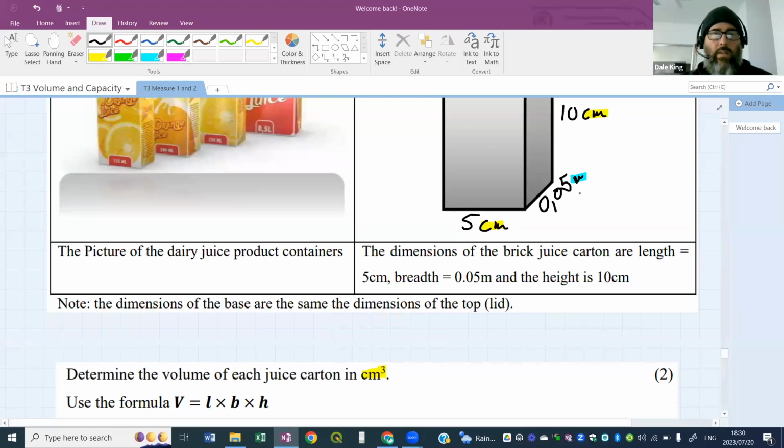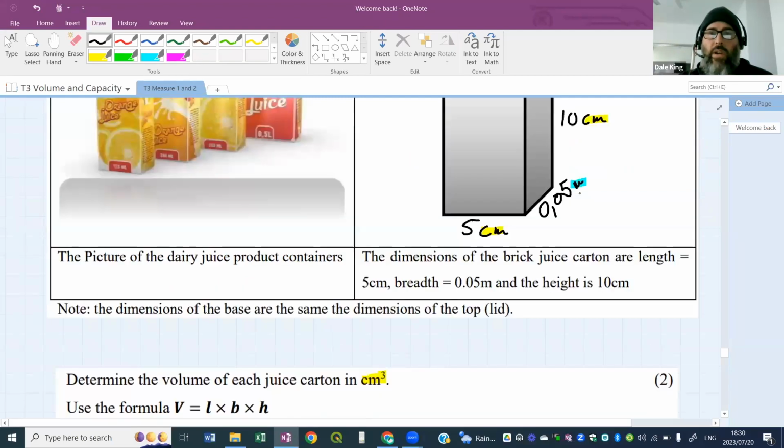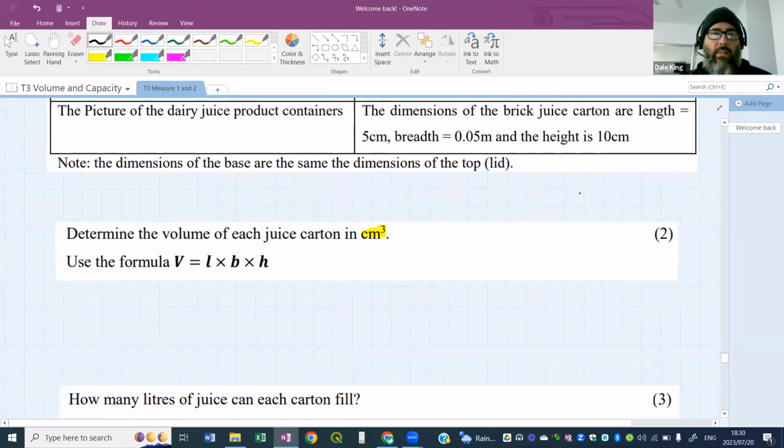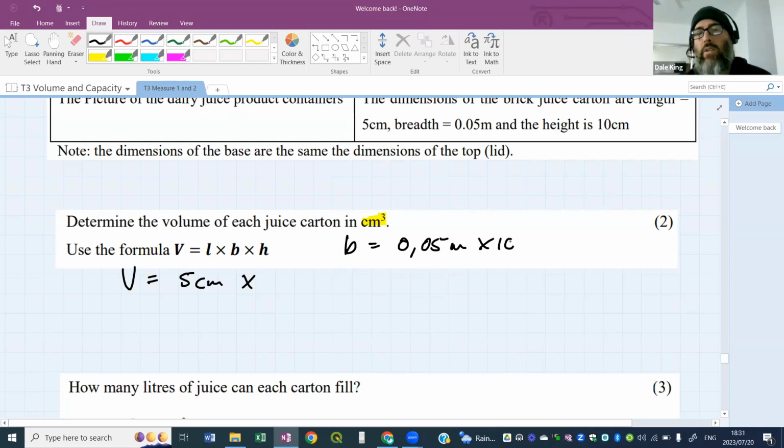Let's have a look. So we've got 5, 0.5, and 10. V for volume. The length was 5 centimeters. I'm going to multiply and I'm going to do the conversion inside the sum. You don't have to do it like this. You can do it on the side. So you can say that the B for breadth is 0.05 meters times 100, which will give you 5 centimeters.